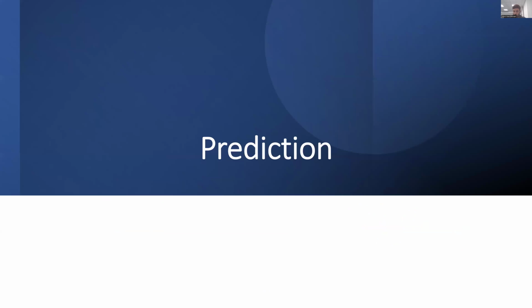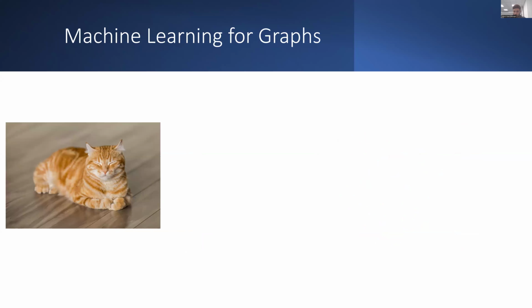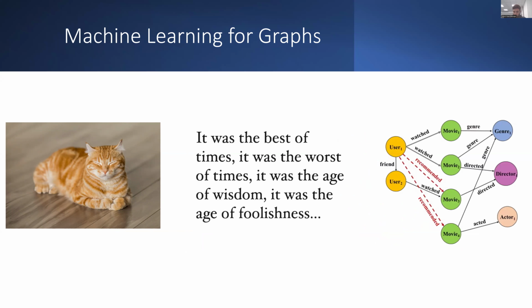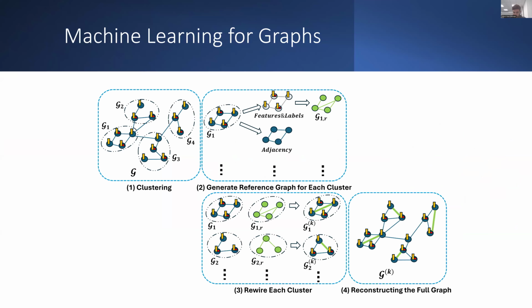Next, I use data geometry for improving prediction. Beyond images and text, graphs are an important data modality that can be analyzed with machine learning, especially with graph neural networks. For example, we can treat Netflix users and movies as nodes in a graph and predict which movies a specific user will like.